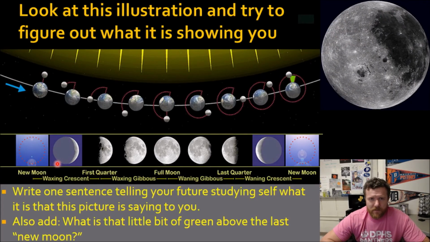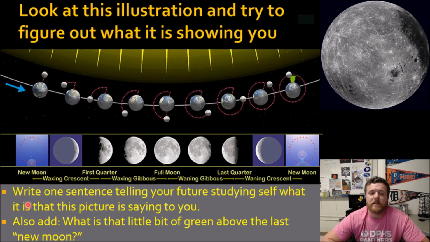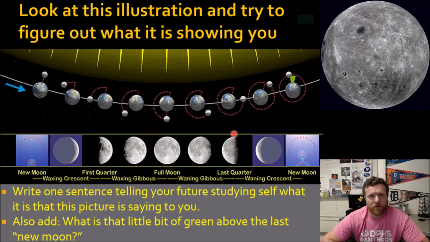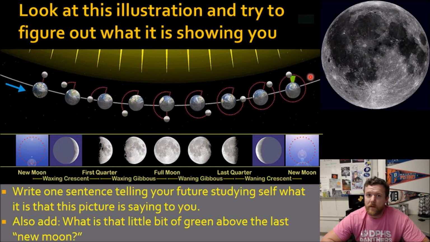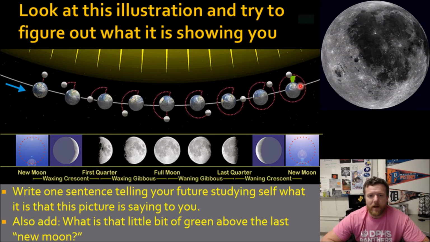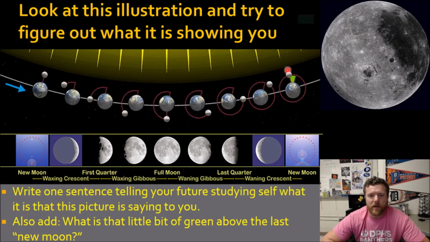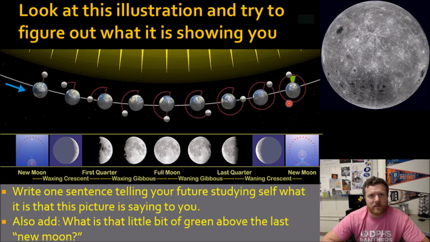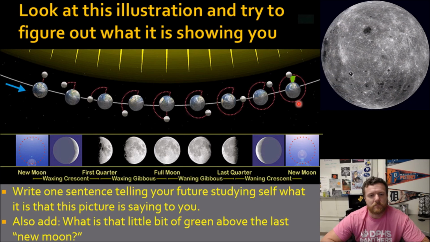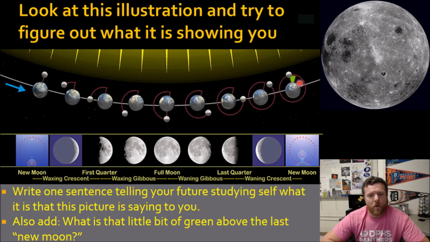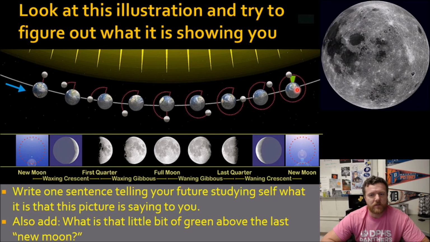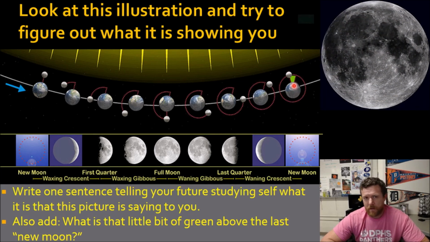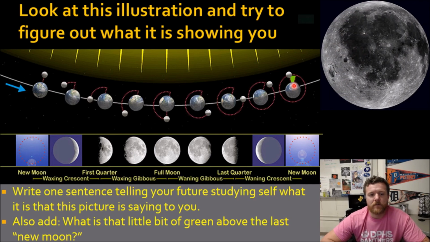I want you guys in your science journal to write one sentence to your future self. What do you think this photograph is trying to tell you? And then I want you guys to try to figure out what this little green section that is highlighted on this last illustration means. It's not on any of the other ones. Why would the makers of this illustration put this little green section right here? I want to see if you guys can figure that out.